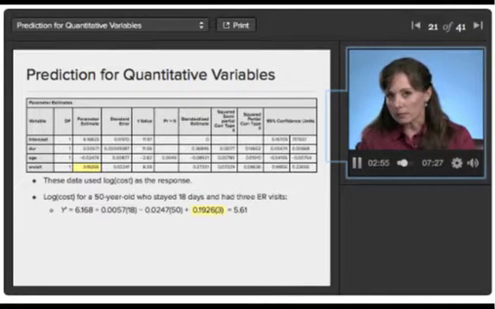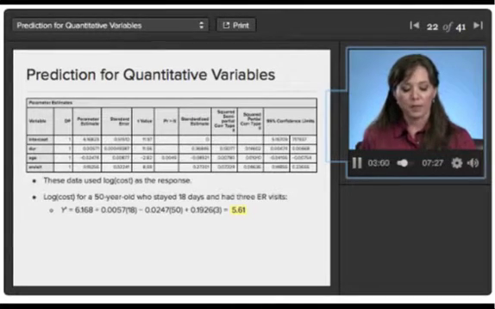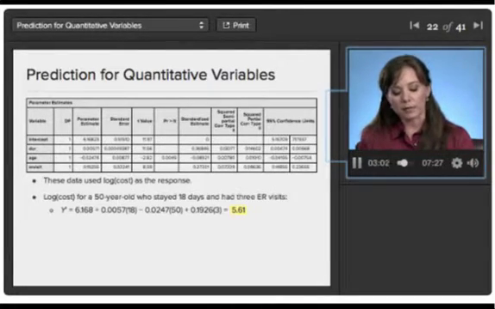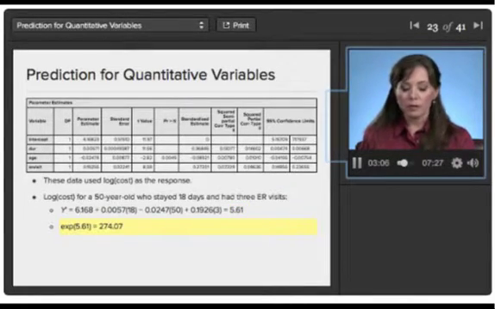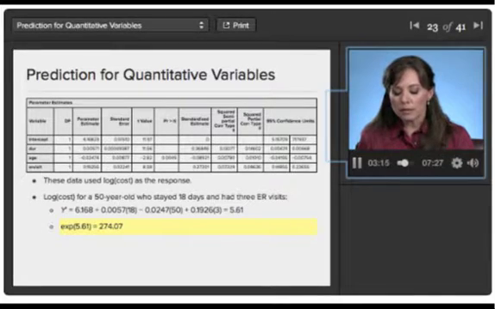When we work all this out, it works out to be 5.61, but remember that's on the log scale. So how would we interpret that value? Well, we would exponentiate 5.61, so it's e to the 5.61, and we would get 274.07. So the true cost, or the regular cost on the original scale, would be $274 per day, I might add.